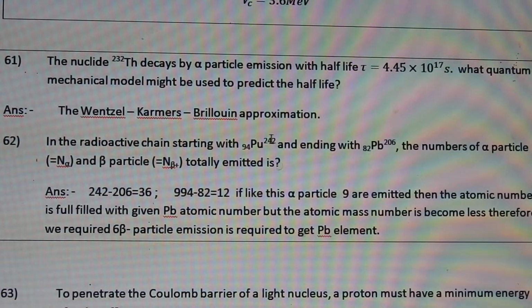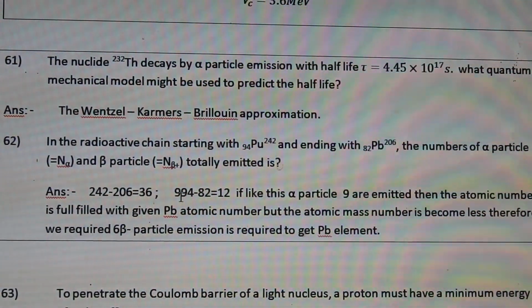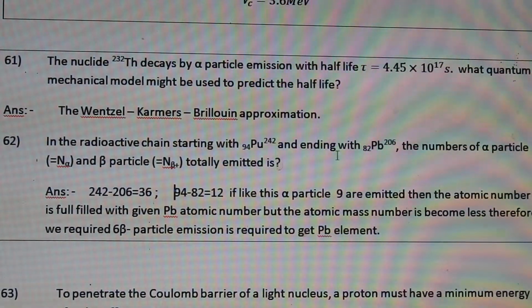If you remove this mass number and this mass number, you get 36. 36 means 9 fours are 36. So 9 alpha particles are confirmed. But if you look at the atomic number, 9 twos are 18. So if you remove from here, 94 minus 82 is 12, you are getting 12. So this atomic number difference is 12 only.